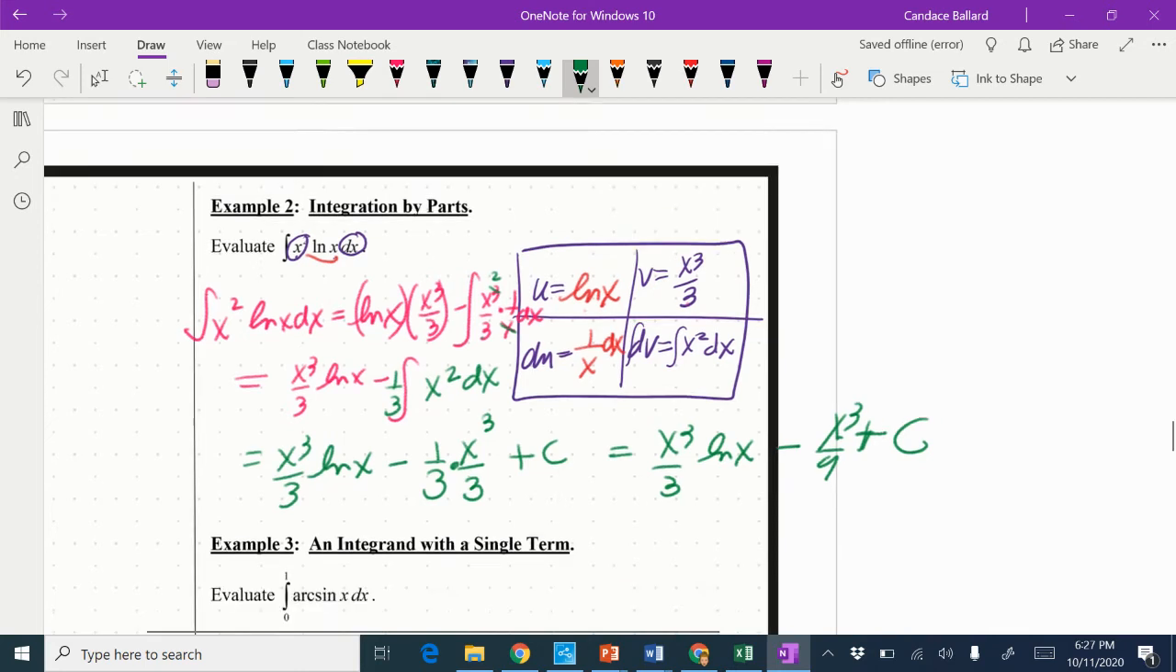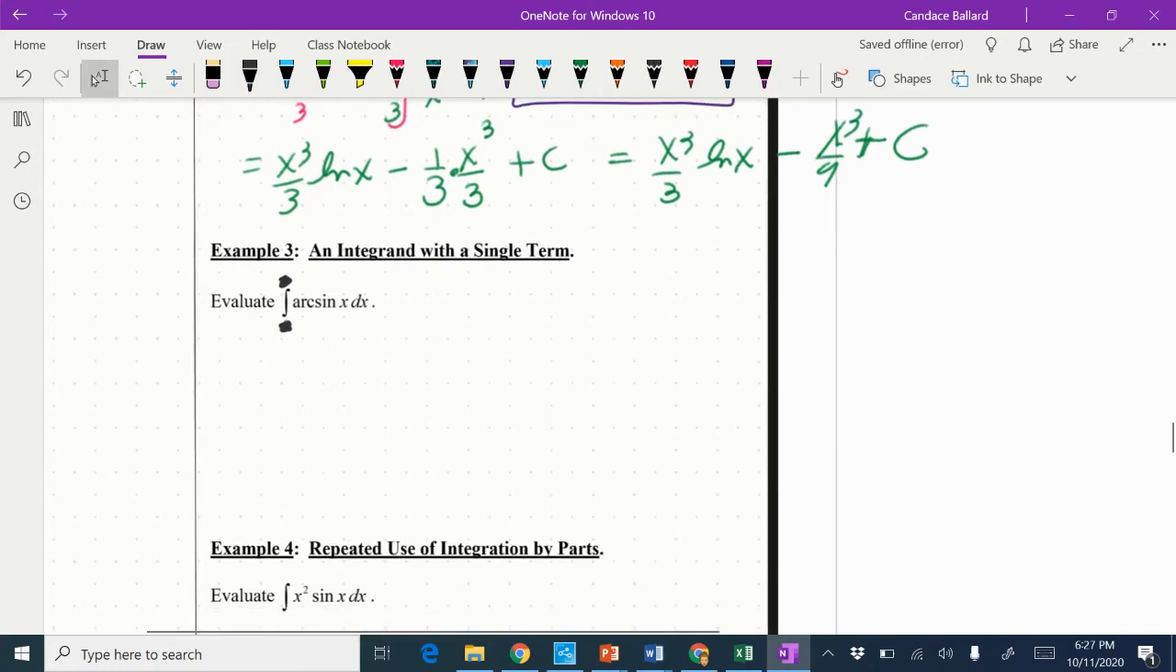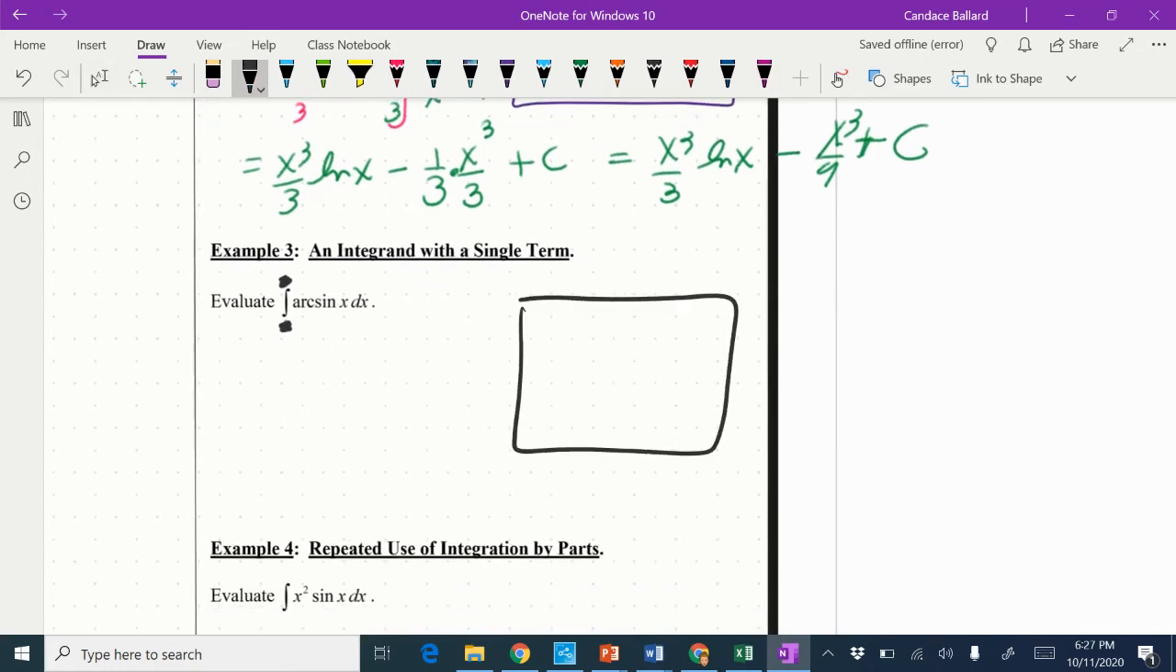All right. The next one we're going to do, we're going to ignore the fact that it's a definite integral. We're just going to do the indefinite integral on this one. So we're going to do an integrand with a single term. So this time you have to ask yourself again, I'm going to use my little box, right? And I'm going to put u, du, v, dv.